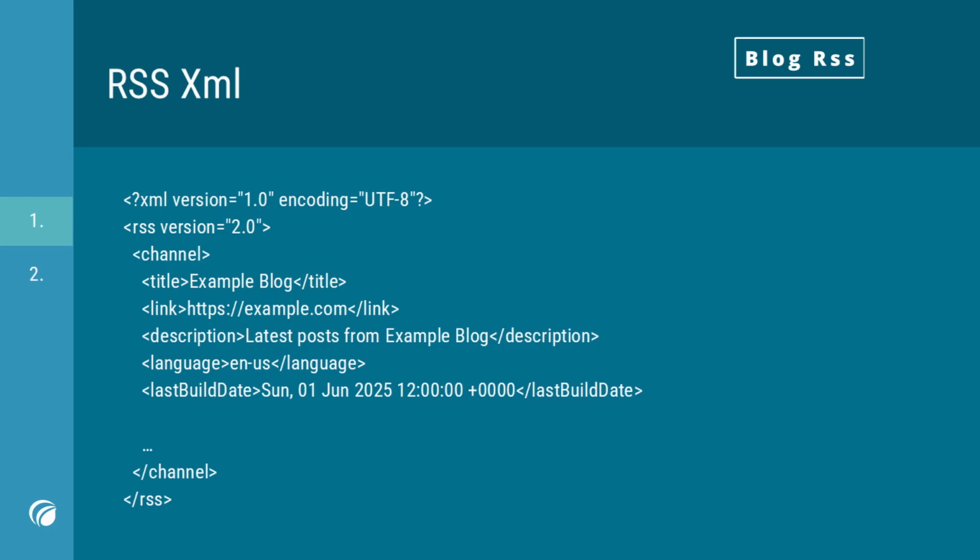So how does the XML structure look? It's a simple XML structure with an RSS root element and a version. In there we have a channel. Then we have a number of fields like title, link to the blog, description, supported language, and the latest update version of this XML file.